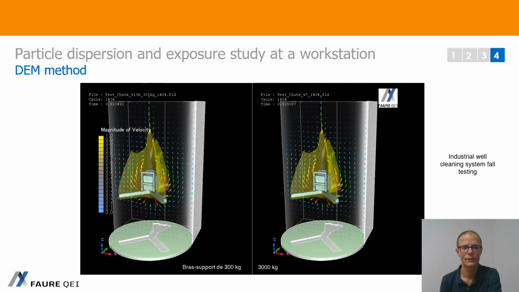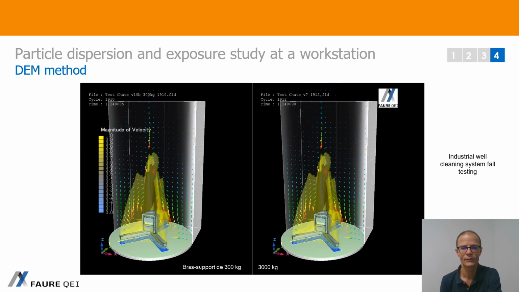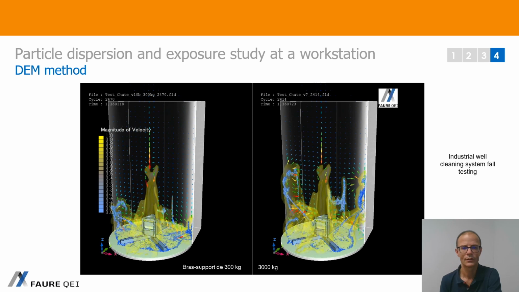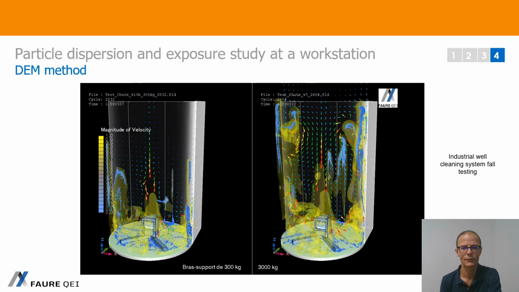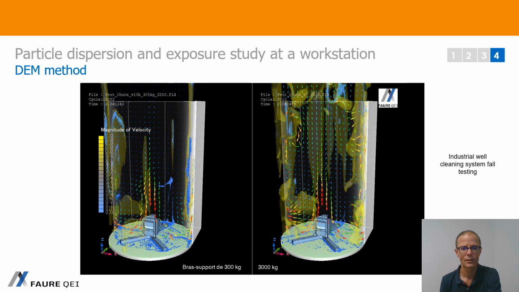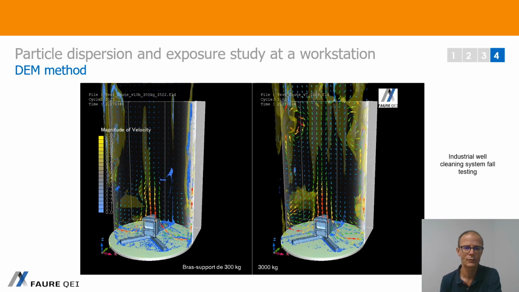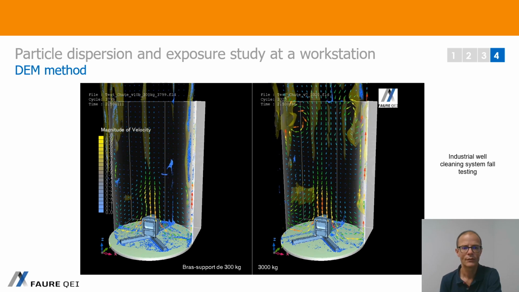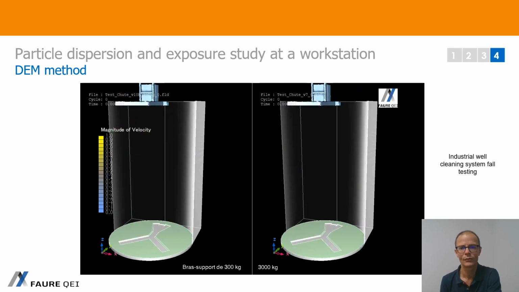The yellow color is an isosurface of air velocity that can show you the speed of the air blown from the impact. And you can see on the left that particles do not have the same velocity as on the right. There is more energy on the right. So it's really interesting to compare both and see that particles that can escape from the system depend really on the weight.